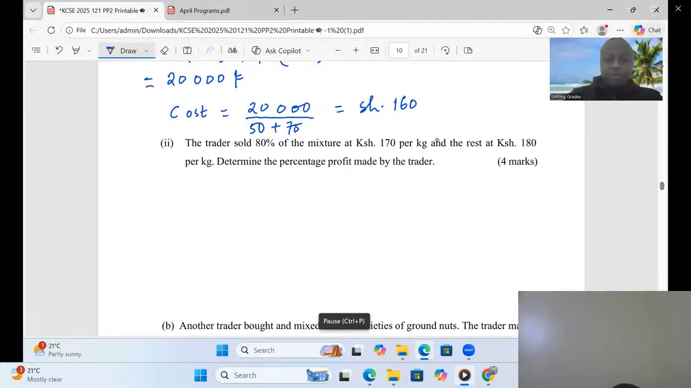Then we have Roman 2 of the same part A. The trader sold 80% of the mixture at 170 Kenya shillings per kilogram, and the rest at 180 per kilogram. Determine the percentage profit made by the trader.